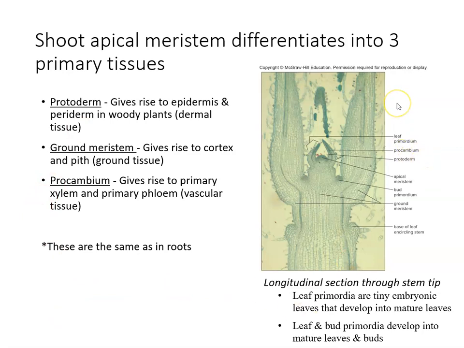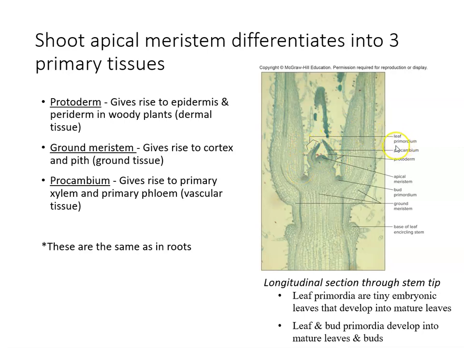So a few other things I wanted to point out on the microscopic image here at the right. Again, that's a shoot apical meristem. We're looking at it really, really close up. So that apical meristem area is where those new cells are being made, giving rise to these other types of tissues. In addition, so you just have a little bit more of an idea of what we're looking at here.